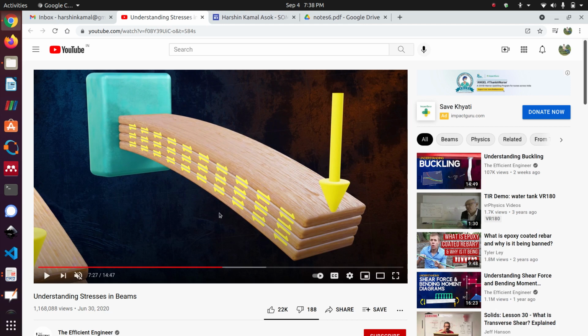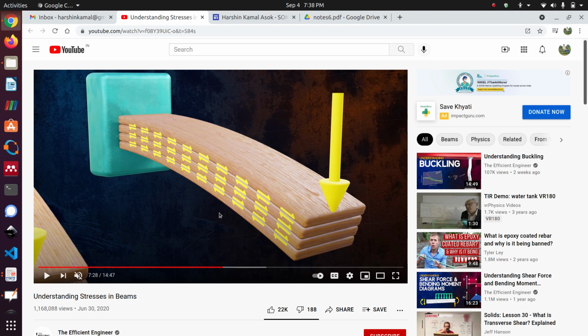So this is the actual case. In reality, the material cannot actually slide one over another. The material is continuous, so it deforms. This tendency to deform causes the shear stress, which is illustrated in this figure.